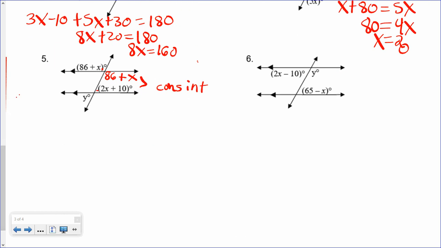What do you know about the measures of consecutive interior? Supplementary. So the equation would be one of the angles plus the other angle is equal to 180. So you take the 2 angle measures and you add them. Write that down. Make sure you always write the equation. And then we're going to solve. 3x equals 84. And then when you divide 84 by 3? 28.